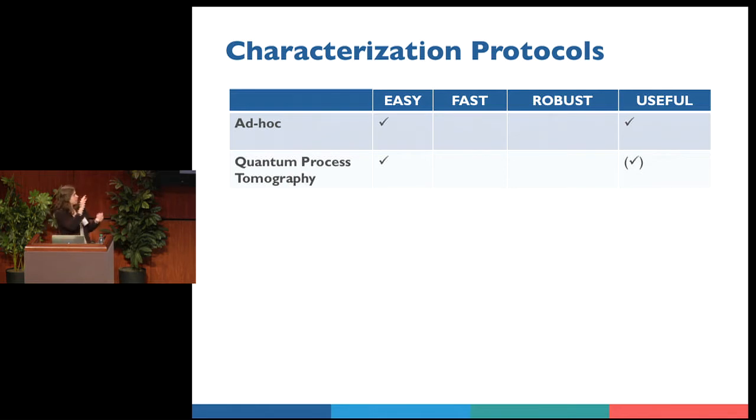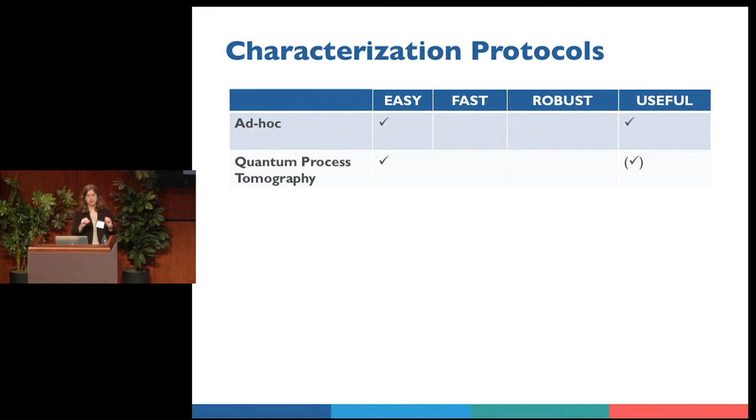I put the useful kind of with a parentheses around it, because what quantum process tomography allows you to do is to fully characterize everything about a gate error. But a lot of times that's almost too much information. When we're interested in fixing control errors, experimentalists tend to have a couple of knobs that they can control. They can't control every single parameter. So we're especially interested in getting targeted information about the knobs that we actually can control, not about every single possible knob that we can't control. So this is almost too much information, it's like overkill. And also quantum process tomography is neither fast nor robust.